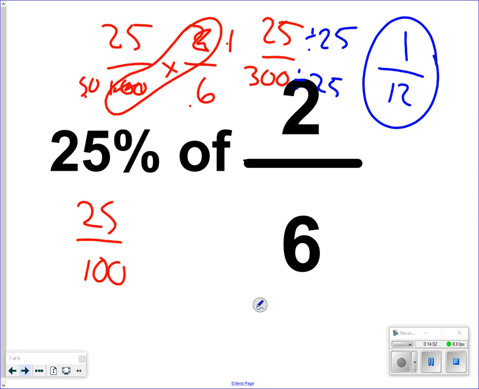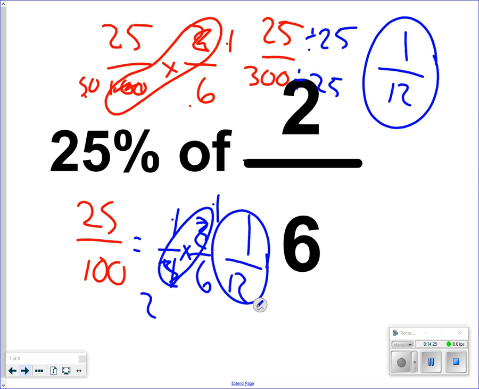Well, I'm going to show you an even faster way. 25 over 100 also means 1/4. 1/4 times 2/6. If we cross reduce, this would be 2, and this would be a 1. So 1/4 times 2/6, I'm cross reducing the 2 and the 4. So it's 1 times 1 is 1, 2 times 6 is 12. That's another way to solve it.